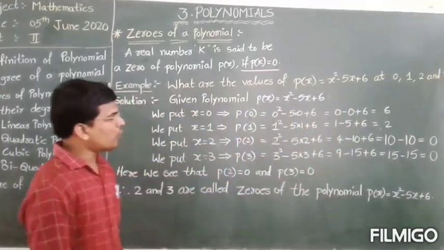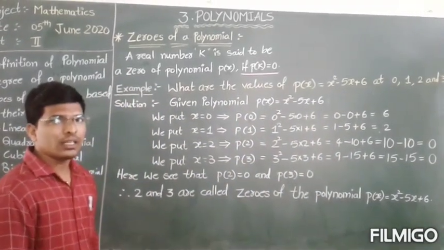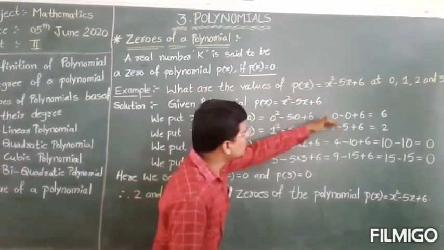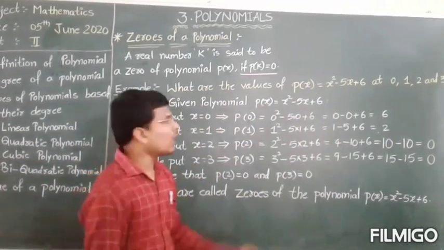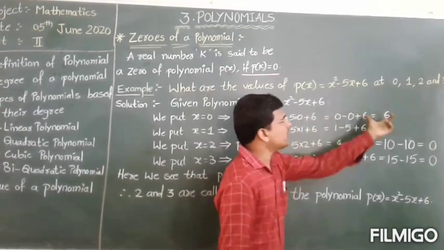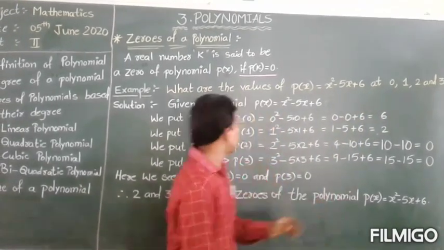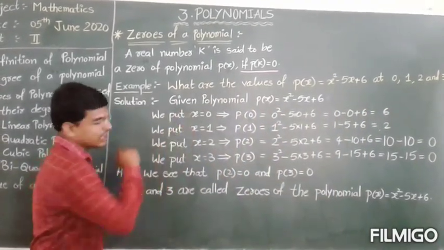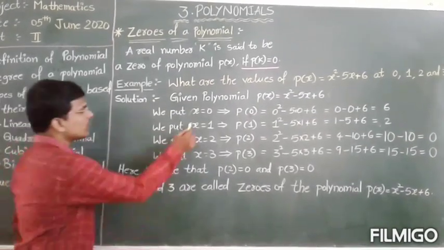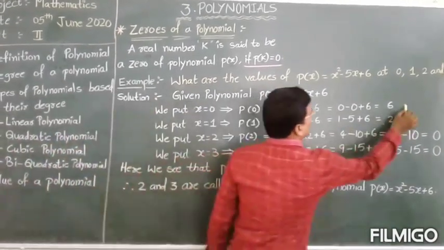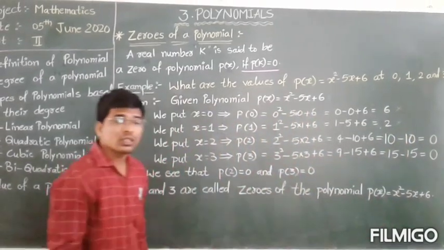So 15 minus 15 is 0. So in all the four cases above, what did you observe here? In the first two cases, we are not getting the whole polynomial value as 0. That's why these two are not zeros. Then what are the zeros?